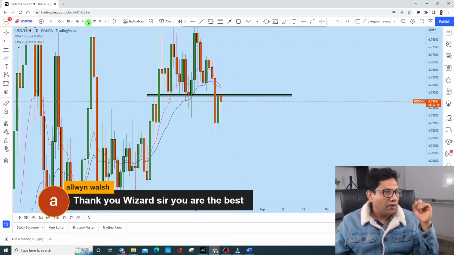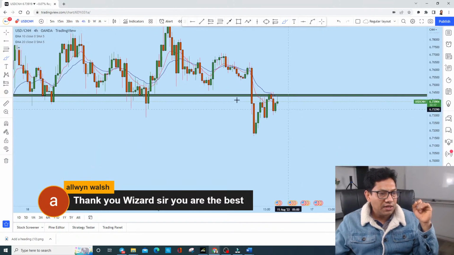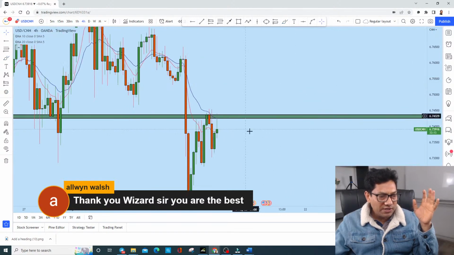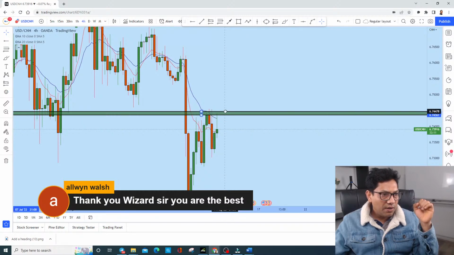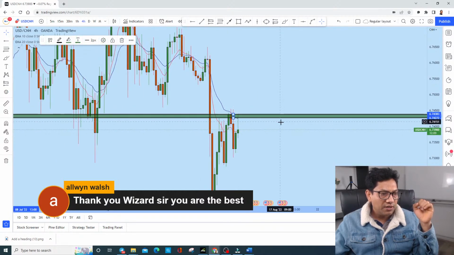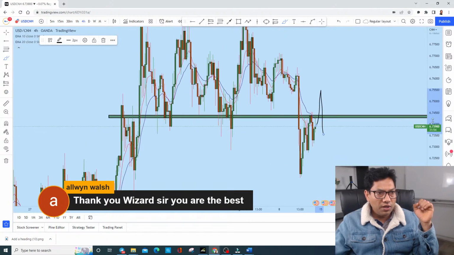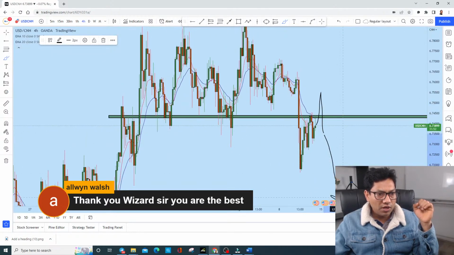Now if you look at the 4 hour, the current candle is coming as a doji, and it is testing this 20 period moving average, and every time the price goes there it creates a lower high. So at some point, if the price breaks this high and comes back down, that could be a very big trade for the downside on USDCNH.